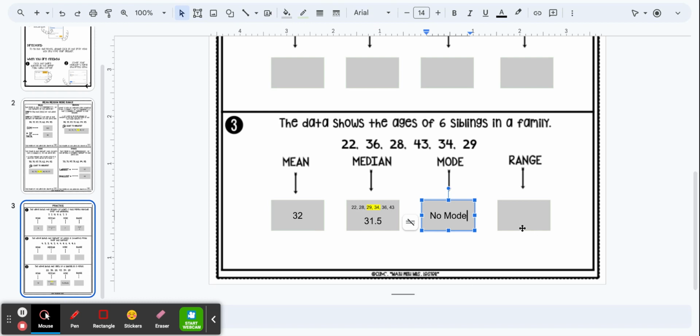Okay, going back to range. Remember range, look back at your order. It's going to be helpful whenever we already have them in order. We take our largest number, subtract our smallest number, and that's going to give us a range of 21.